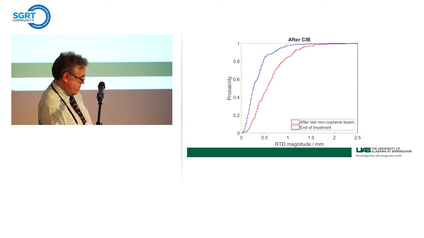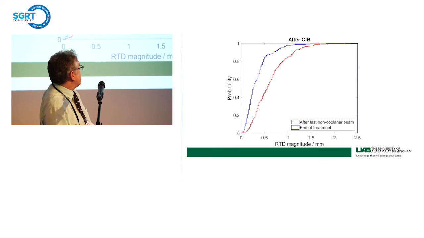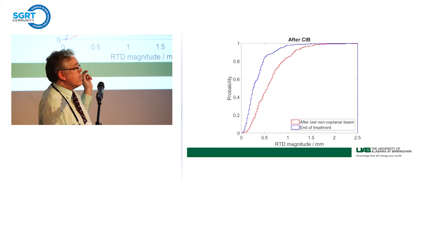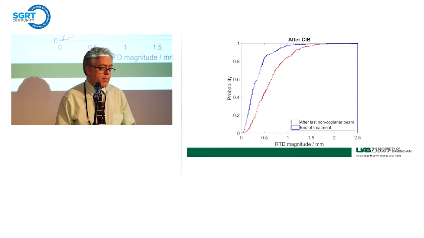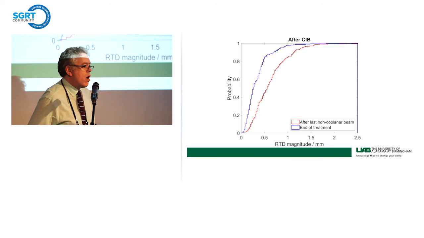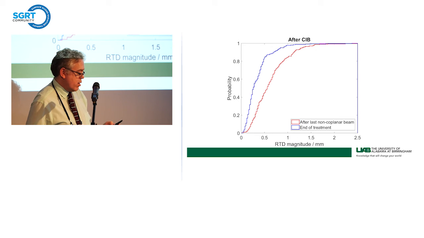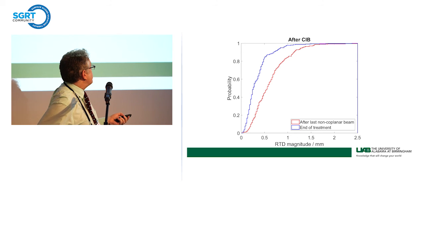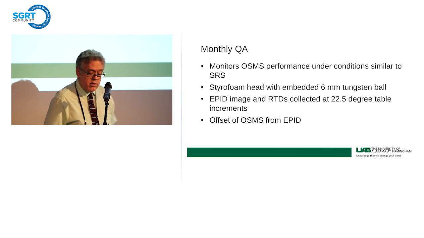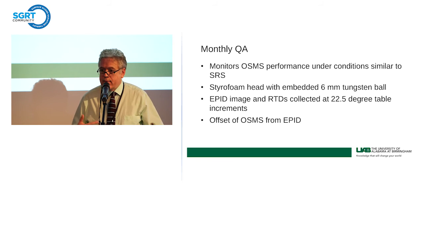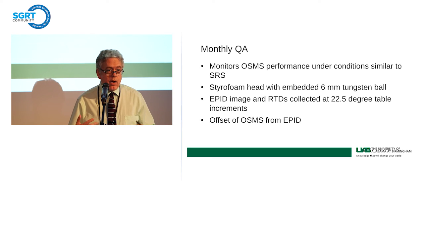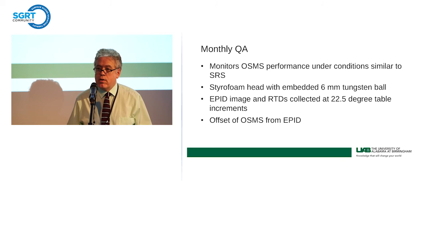So, oops, let me see if I can go back. So if you do like this, you can see that the end of treatment distribution is the same, which it should be, but the off-axis distribution has gotten smaller. So in our thinking about this, we've also thought about not only how do we evaluate this, but how do we do QA.